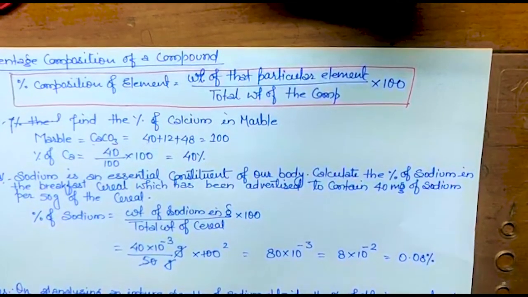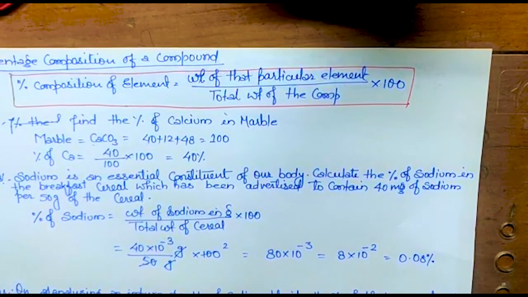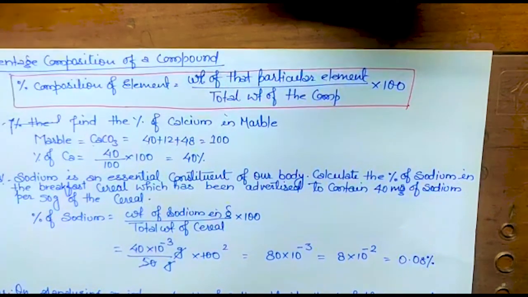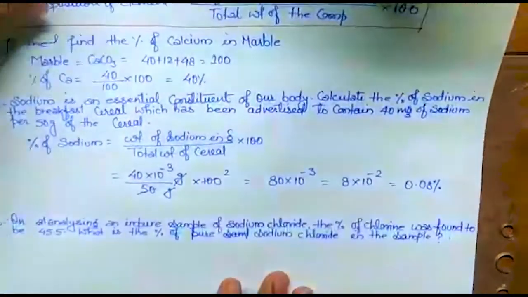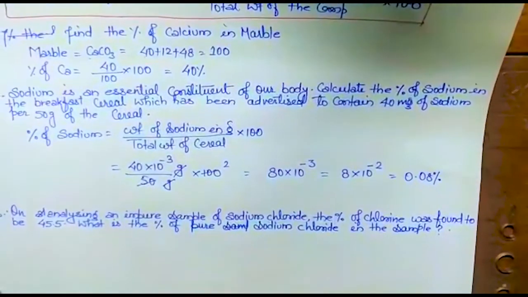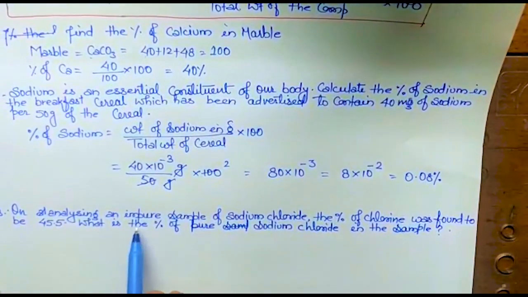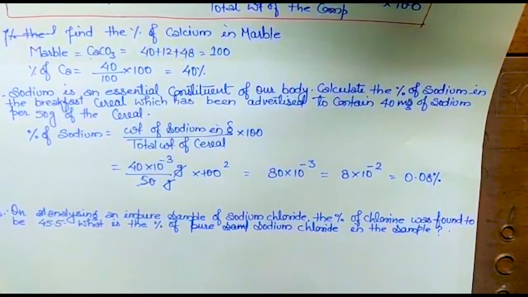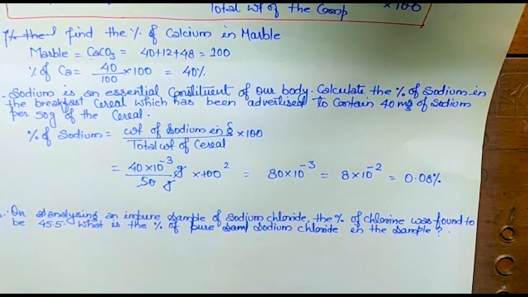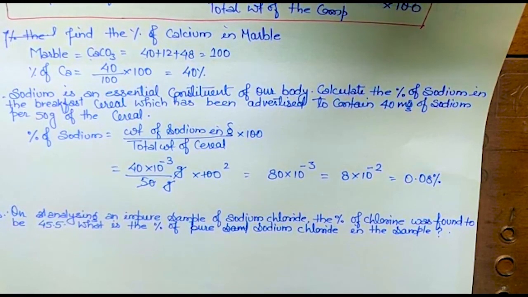0.08%, isn't it? Got it? Okay, so the next question is also ready here. Let's start this next question. On analyzing an impure sample of sodium chloride, the percentage of chlorine was found to be this. What is the percentage of pure sodium chloride in the sample?